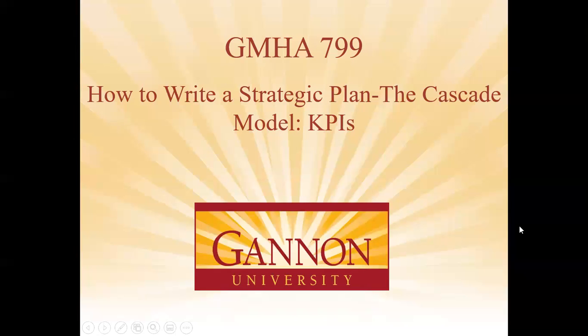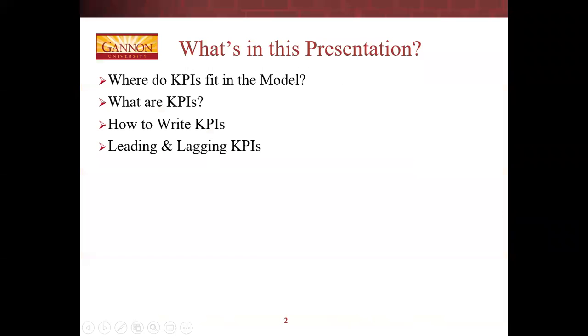In this recording, I'm going to continue discussing the Cascade model as I have in previous recordings. This one is specific to KPIs. With that in mind, I'll talk first about where KPIs fit in the Cascade model, then I'll identify what KPIs are, and then have a discussion about how to write KPIs in a kind of formulaic way, and then discuss the difference between leading and lagging KPIs.